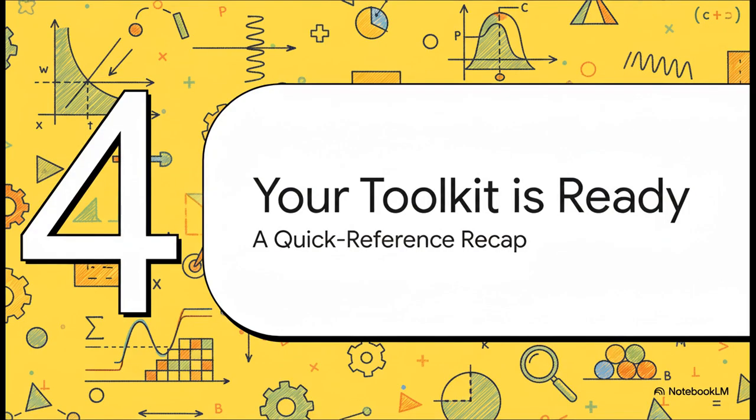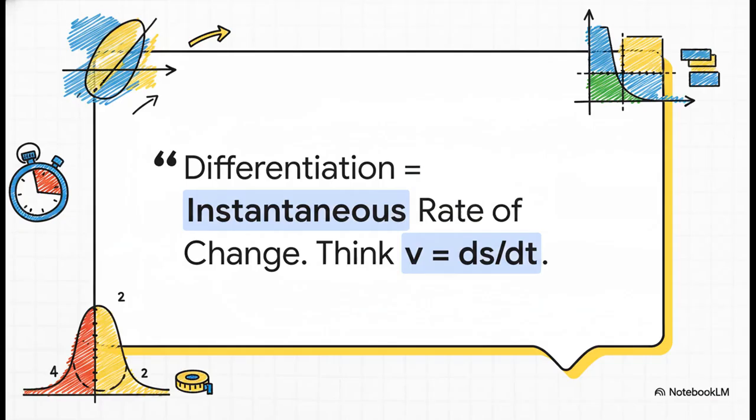Okay, your toolkit is now complete. You've got the instantaneous rate detector, the grand total accumulator, and the peak performance optimizer. Let's do a super quick, rapid-fire recap to lock it all in. Tool 1, the rate detector. What's its job? Finding the instantaneous rate of change. Just think, v equals ds over dt.